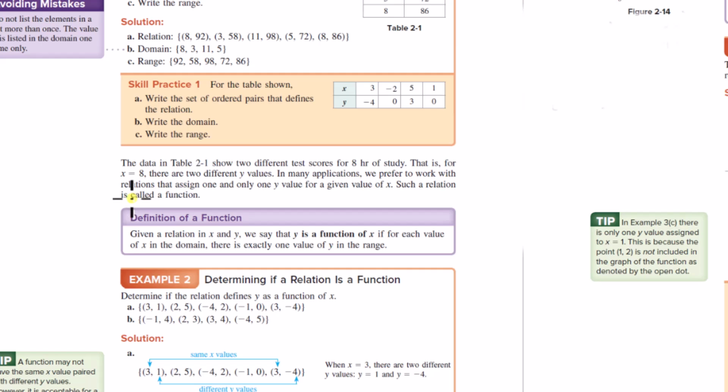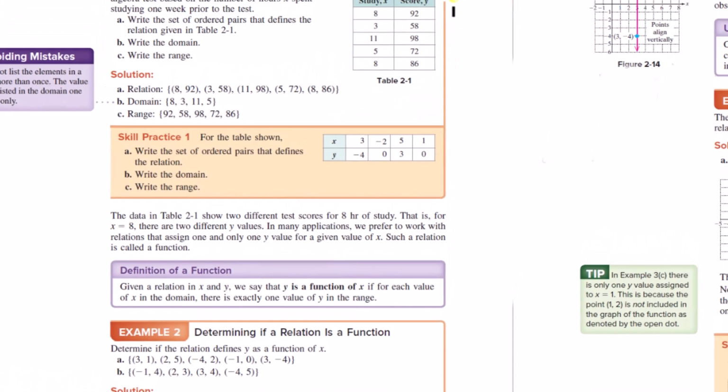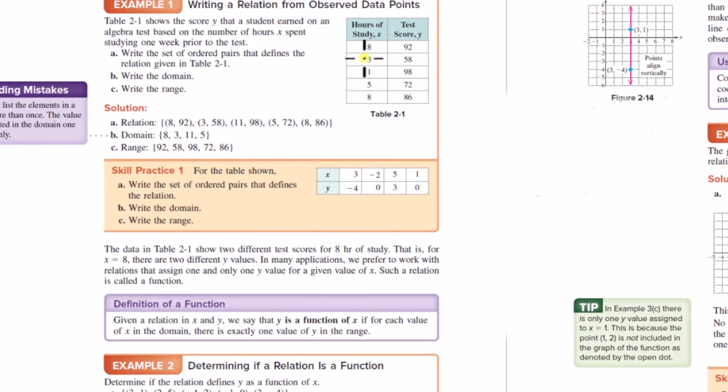Such a relation is called a function. So if we come back here, one thing we could notice about this relation is that we have the same input here, x is equal to 8, but the outputs are different. With x equal to 8 here, you got a test score of 92. With 8 hours of study in the week prior, the test score was an 86. Well, so what? What's the big deal?